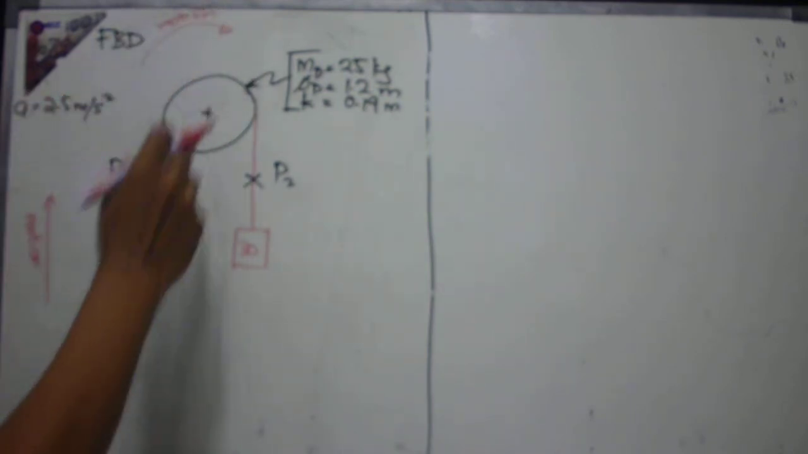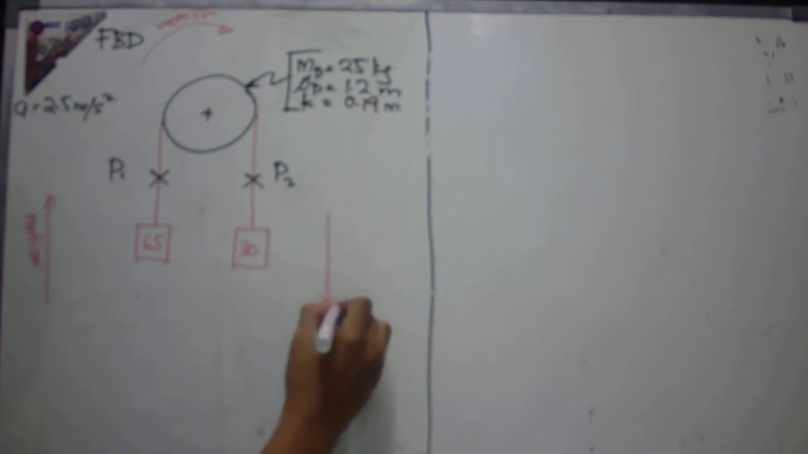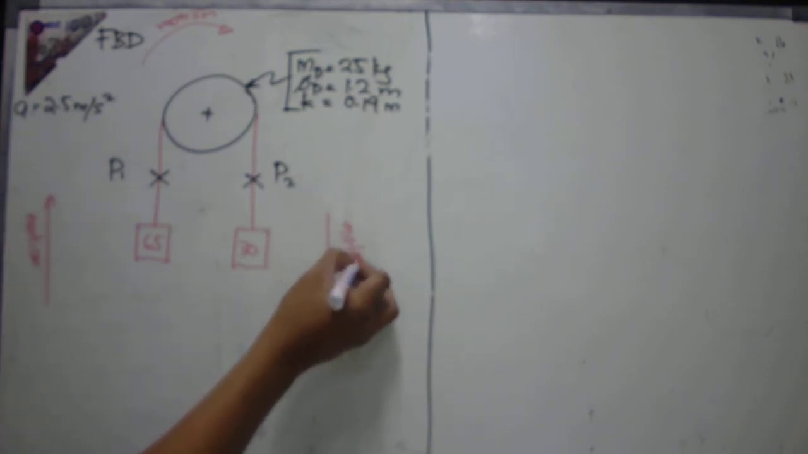From sub question 1, A equals 2.5 meters per second squared, and raise the 65 kilogram mass. So the motion will be upwards for the 65 kilogram mass, clockwise for the drum, and downwards for the 30 kilogram mass. Take note that motion is very important to apply the law in our class. Therefore, A always follows motion.